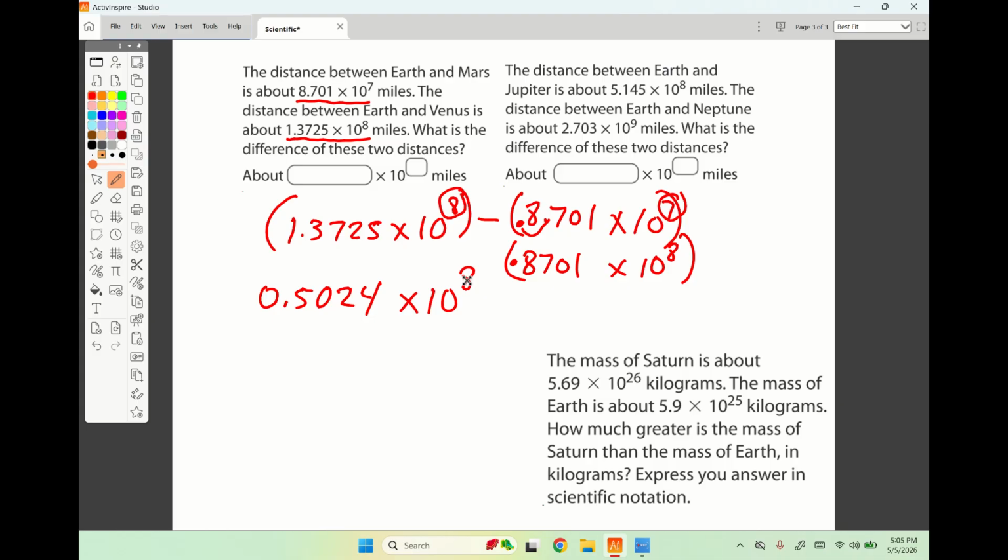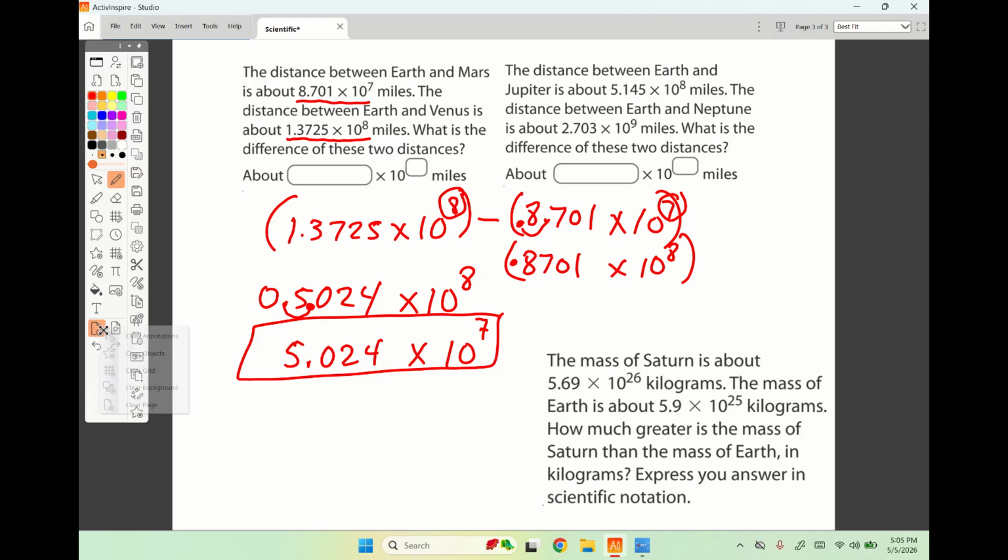The distance between Earth and Jupiter is about 5.145 times 10 to the 8th power. And the distance between Earth and Neptune is 2.703 times 10 to the 9th power. So you're going to subtract because they want to know what the difference is again. Again, big number minus a smaller, because you're not going to have negative values in terms of distance.